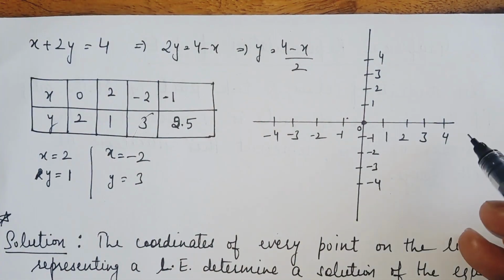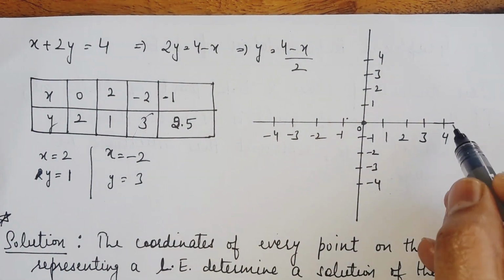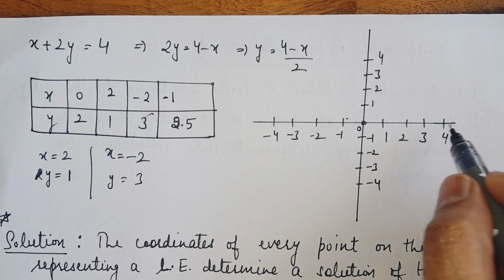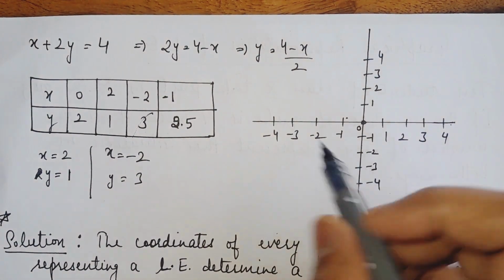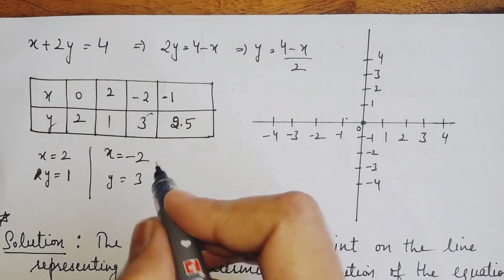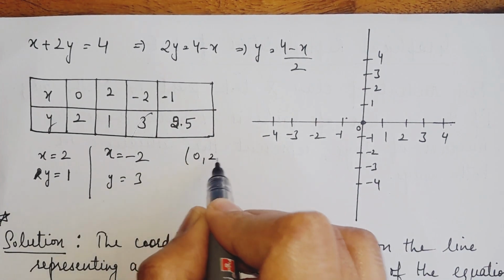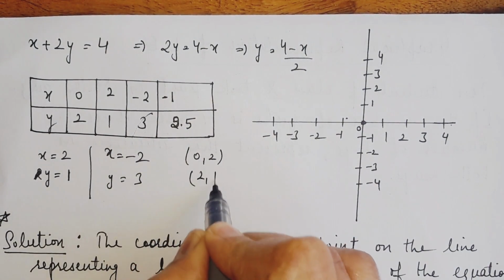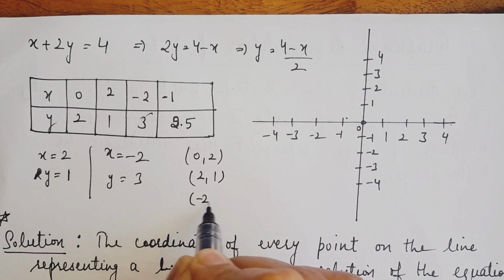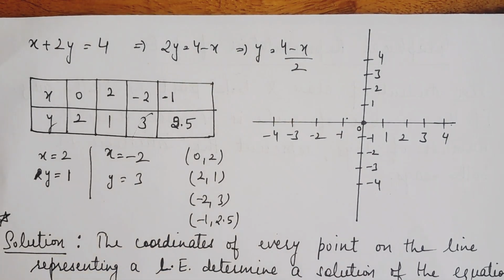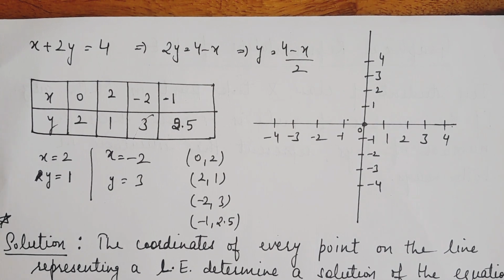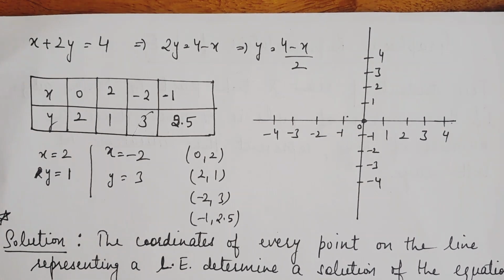Now I have taken this coordinate system. This is the x-axis, this is the y-axis. Now we will represent these points on the graph paper. So we got one pair as x 0, y 2, second pair as x 2, y 1, then minus 2 and 3, and minus 1 and 2.5. 2 points are also sufficient to do. No need to plot 4 points. 2 will be sufficient also.